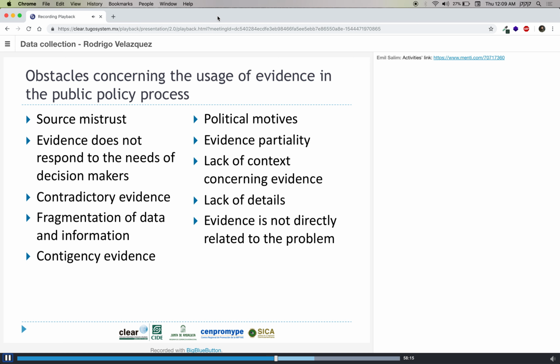And the last point that we have talked about, and I think that it was clearly explained with the example that I gave you before. So this has to do with the fact that evidence is not directly related to a problem. And in many cases, sometimes we have evidence that is not related to the problem that we want to solve. So of course, this evidence lacks soundness.